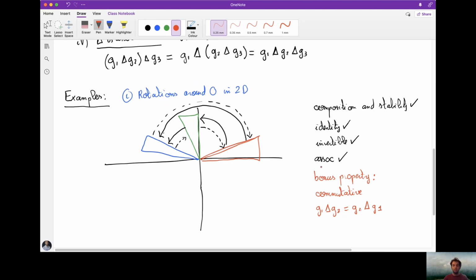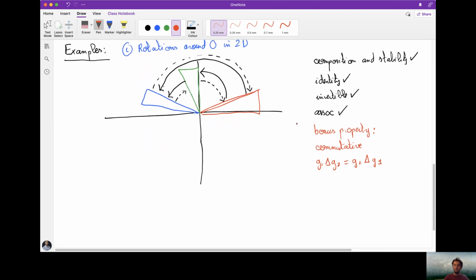But this is not true for all groups. This is just for this particular group, in which case this is called a commutative group.